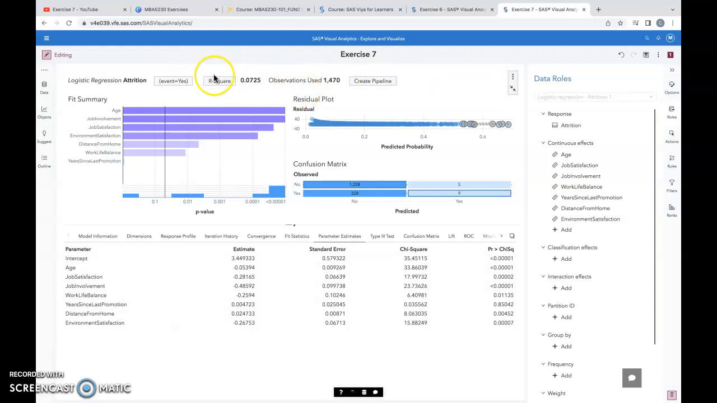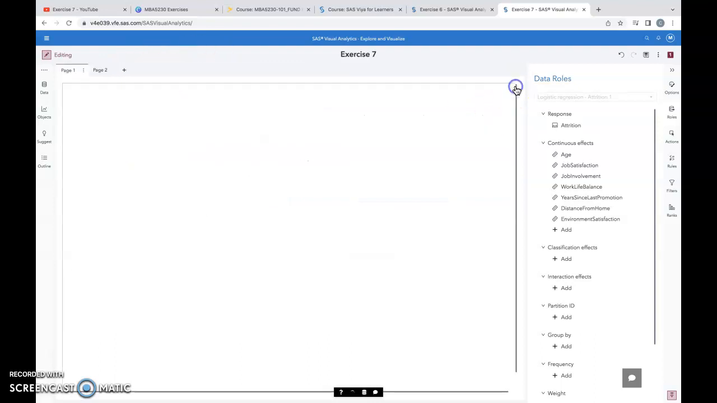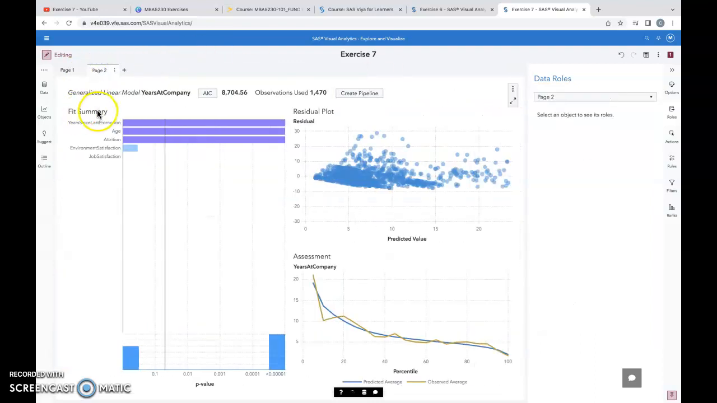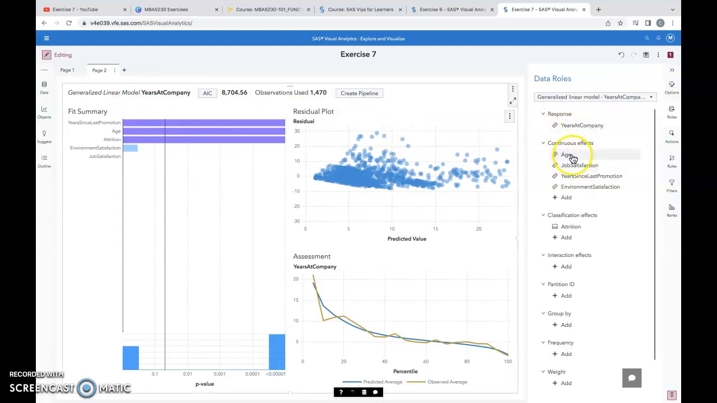Next, it wants us to recreate the logistic regression from 7.1 and create a generalized linear model. So right here, as we can see, we're looking at years at the company, and the continuous effects are going to be age, job satisfaction, years since last promotion, and environment satisfaction. And the classification effect is going to be attrition.